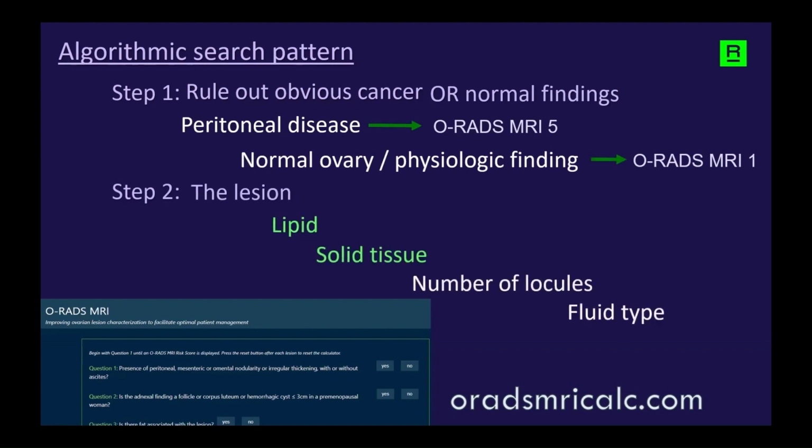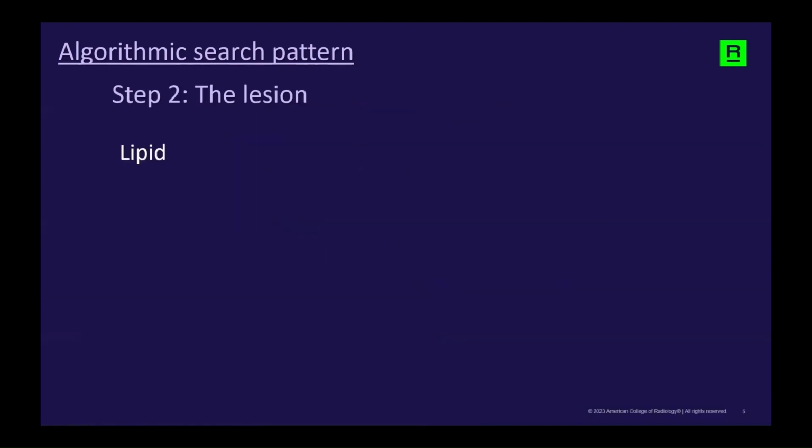Step 2. So if you've ruled out obvious cancer, you've ruled out normal findings, you find a lesion, you need to look at the lesion and what it is made out of. And the content dictates the score. And the most important thing to start with is whether or not it has fat, and then if it has solid tissue. And then the score will be based on these 2 findings alone, and you don't even have to worry about locules or fluid if these 2 things are present. So let's go into that in a little more detail.